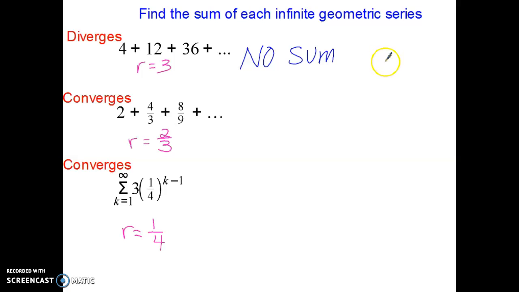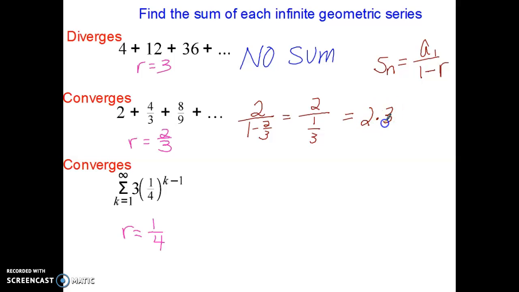My middle one. Now if I'm using my new formula, and I'm just going to put that off to the side. My first term is the number 2. In my denominator, I would have 1 subtract 2/3. So that becomes 2 over 1/3. And when I divide with a fraction, that's the same thing as multiplying with its reciprocal. So I'm going to take it times 3 over 1, or just 3. That means the sum for that geometric series in the middle would be the value 6.